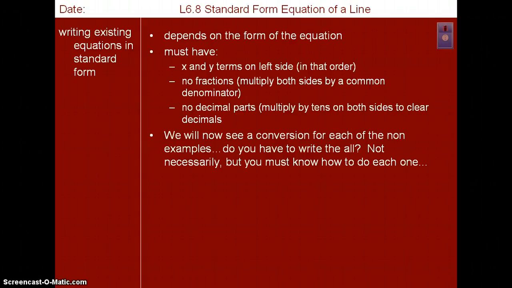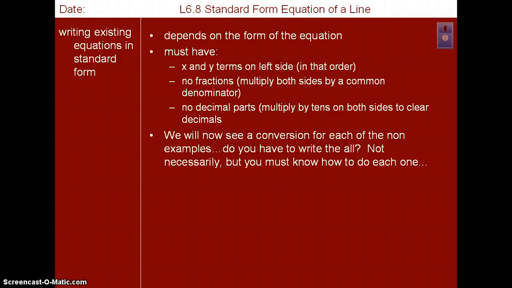If we want to write an existing equation in standard form, it depends on the form of the equation. A few of the characteristics that we have to make sure are happening: the x and y terms are both on the left side, in that order, x first and then y. There are no fractions. Multiply both sides by a common denominator if necessary to get rid of them. And there are no decimal parts. We would multiply by tens or powers of tens on both sides to clear those decimals.